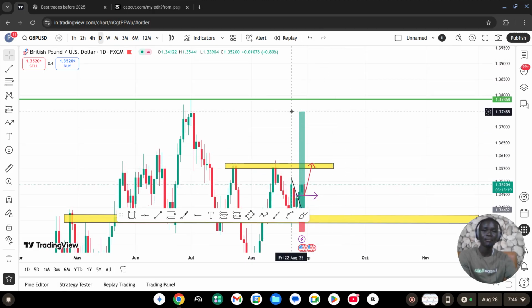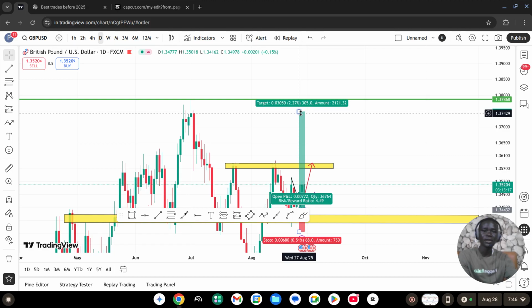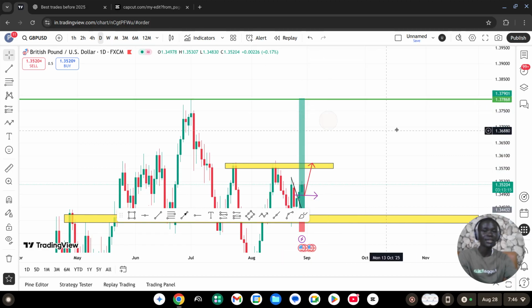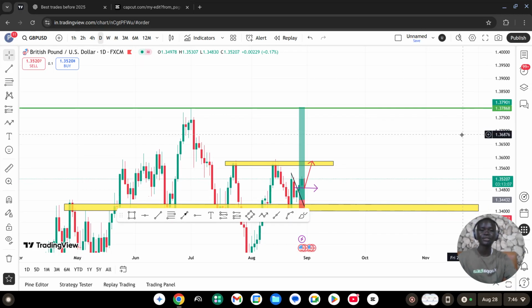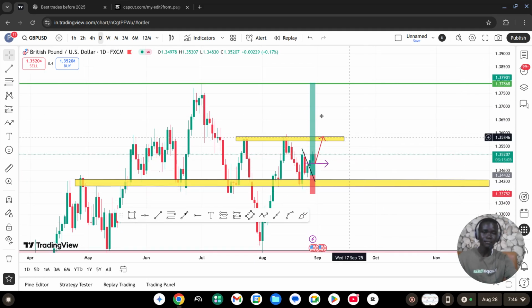Because guys, my overall TP is up to here, whereby this is my second TP, guys. My second TP is at around 1.3786. So guys, this is how I always trade as a swing trader, guys. Just pretty much simple. I'll wait for the market to again pull back here.